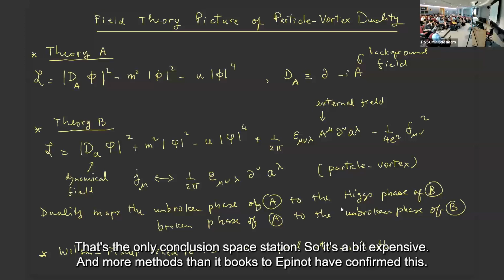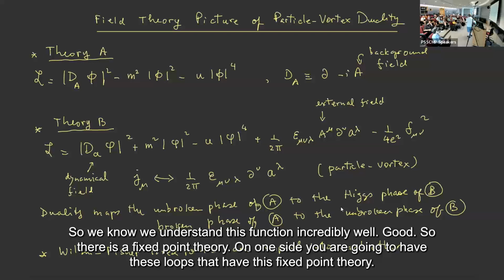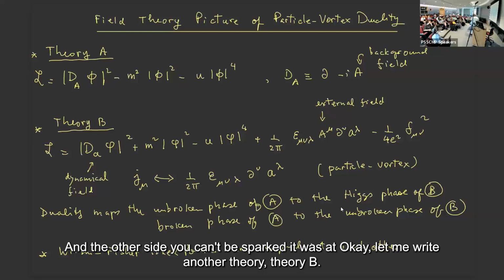Okay, so because we know this with very high precision, and modern methods like the bootstrap and all of that have confirmed it, we understand this fixed point incredibly well from this side. So there is a fixed point theory. On one side, you're going to have these loops that have this logarithmic interaction. And on the other side, you have these particles that look like short range interaction.